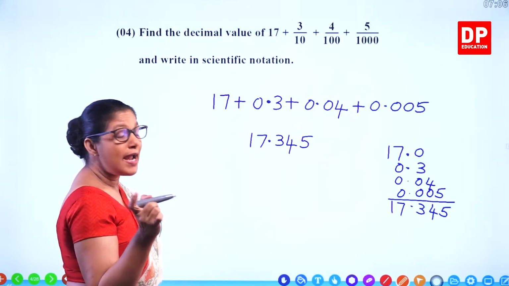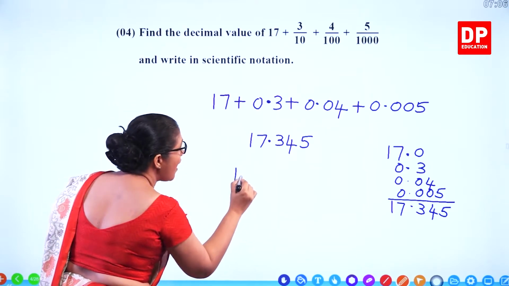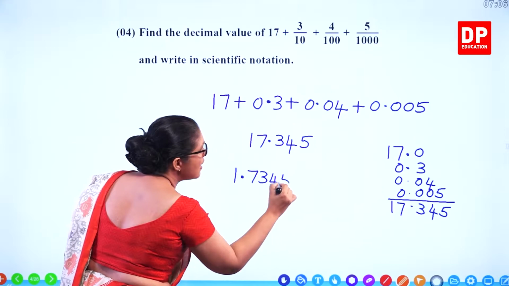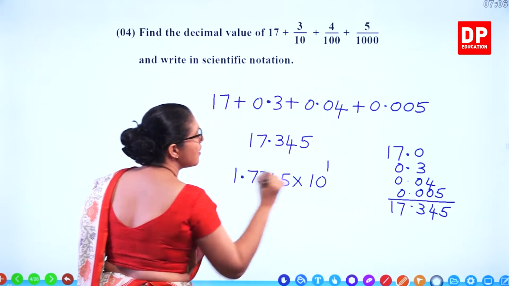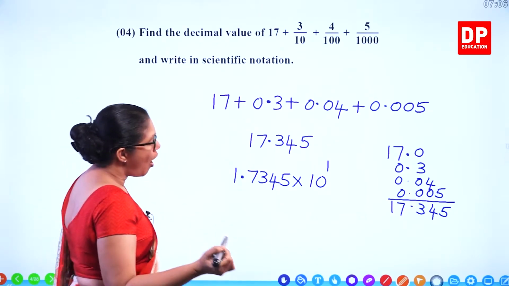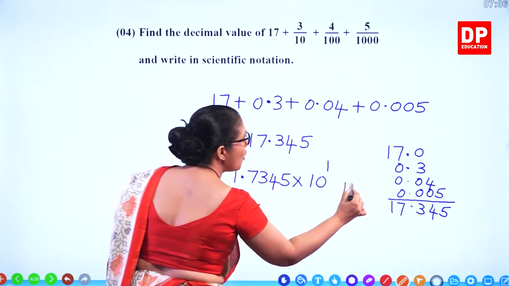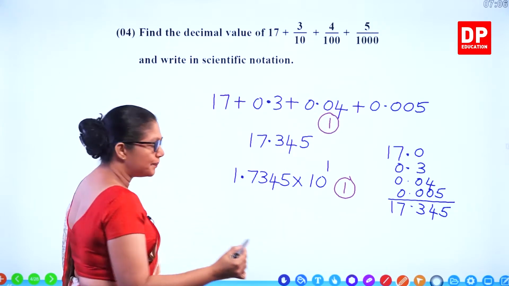So we have to write this number as less than 10. So we can write this as 1.7345 times 10 to the power 1. So this is the number in standard notation. So how many marks do you get? You get 2 marks. 1 mark for the answer and 1 mark for the method.